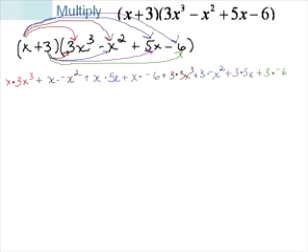So let's take a look here. I am first taking this x times 3x cubed, and I have it written here. I put a plus between all of my multiplications. I'm taking x times negative x squared. I'm taking x times 5x. And I'm taking x times negative 6. Then I'm taking the 3 times 3x cubed, the 3 times negative x squared, the 3 times the 5x, and the 3 times the negative 6.